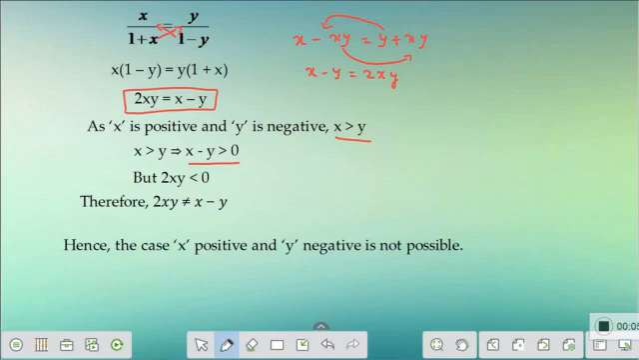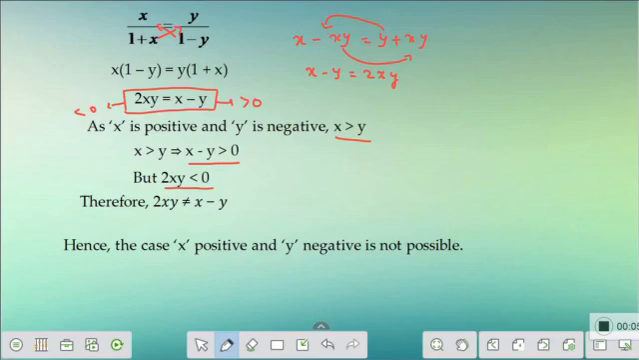Now let's check the left hand side. The left hand side is 2 into x into y. 2 is positive, we know that. x is positive, we know that. y is negative. So positive into negative gives us a negative value. So 2xy is less than 0. That is, your LHS is less than 0, whereas your RHS is greater than 0. But this is not possible. This means that 2xy is not equal to x minus y.